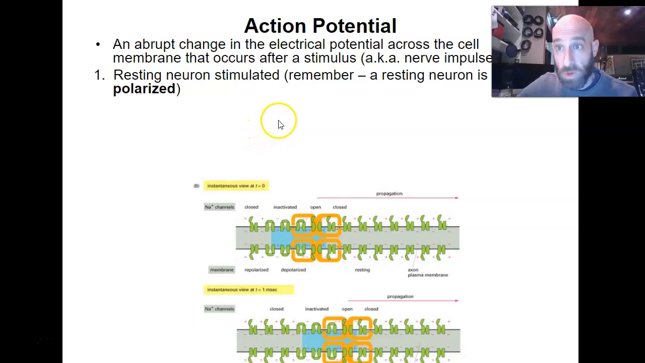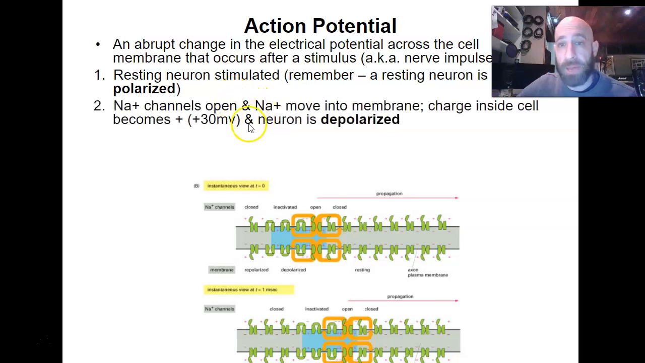Okay, so I want to use this neuron. The first thing that happens is that neuron gets stimulated, which leads to something happening. That thing that happens is called depolarization. So why is it depolarized? Well, what happens is the sodium channels open, and that triggers this whole process. When the sodium channels open, that allows sodium to start moving into the neuron like it wants to. And when the sodium moves into the neuron, it brings its positive charge with it, and it takes a negative 70 millivolt value all the way up to positive 30.